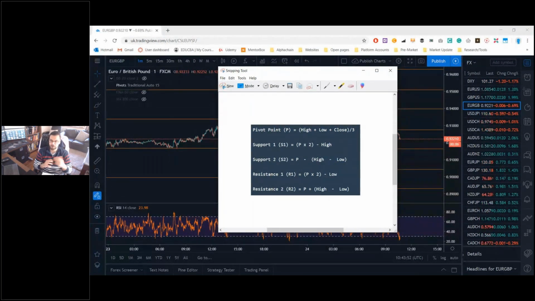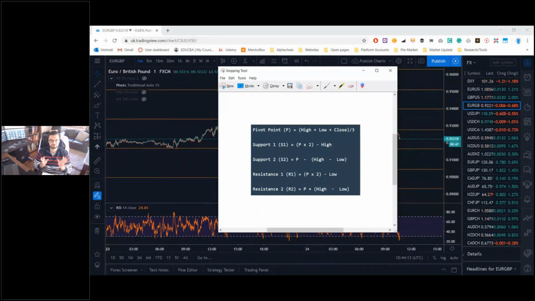For S2 and R2, you're looking at the P level, but you take the high and the low, subtract that, and then subtract it from the P level. Whereas if you're doing R2, you're adding the pivot point once you've subtracted the high and the low. So a little bit more technical.